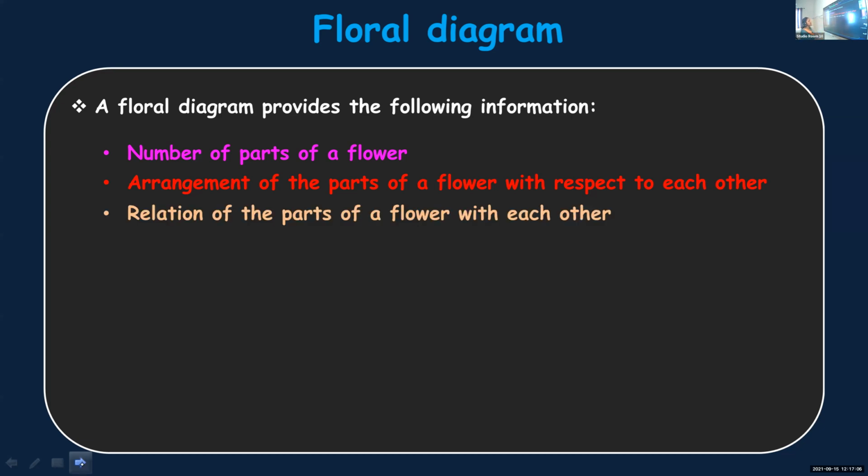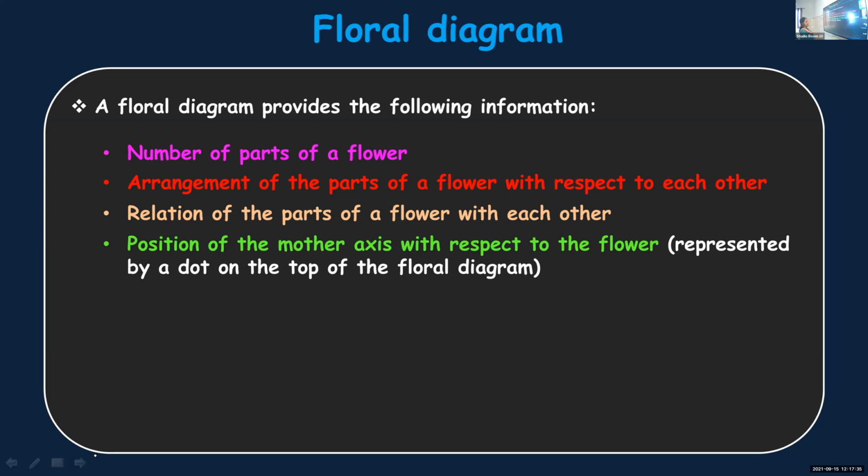The relation of the parts of the flower with each other. How are they related? So the parts of a flower, there are 4 whorls. How are they related with each other? Are the stamens attached to the petals or stamens attached to the perianth? That is just one example. How are they related? Are they fused with some other part of the flower? So relation of the parts of the flower with each other.